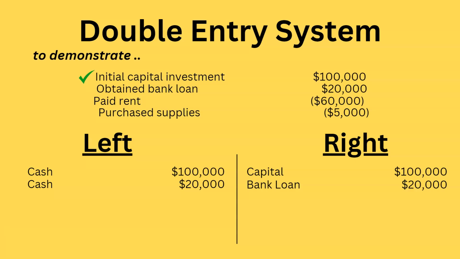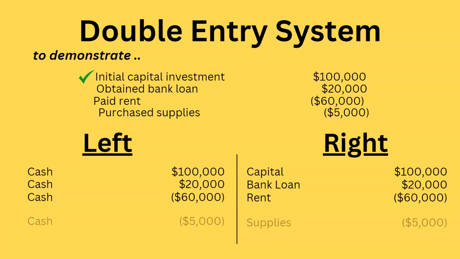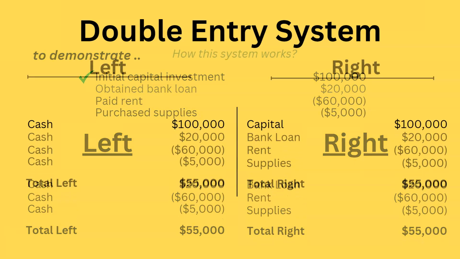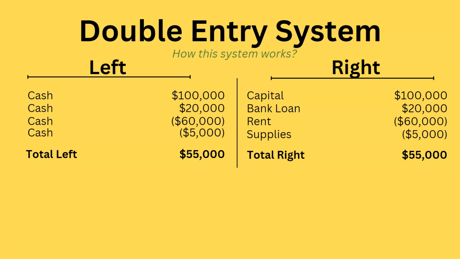So in the bank loan, we receive cash, and on the right side, we say bank loan 20,000. Then, on the left side, we say that we spent 60,000 for the rent. Then on the right side, it was spent for the rent. On the left side, again, we paid for the supplies. It says that we have deducted 5,000 from the cash, which is for the supplies. Okay? And so on. Then the total on the left and the total on the right should be equal. That's the rule.